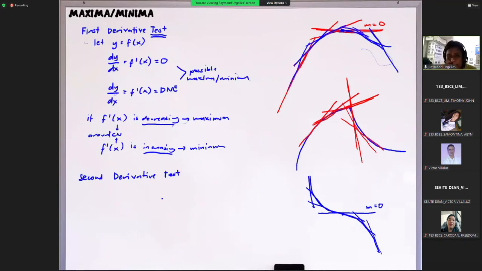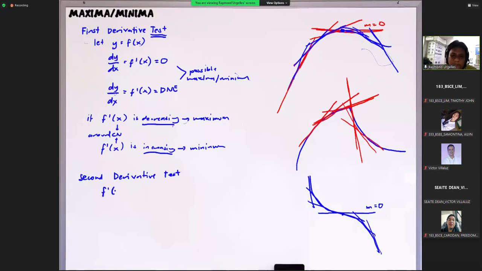Diba? So kaya meron na tayong idea kung maximum or minimum yung isa-solve natin. And pag nagkataon na isa lang yung lumalabas na solution sa problem, diba? So ibig sabihin yun na yung tamang sagot. So no need for second derivative test. But you can also check, para at least sigurado talaga tayo na tama yung sagot natin, no?